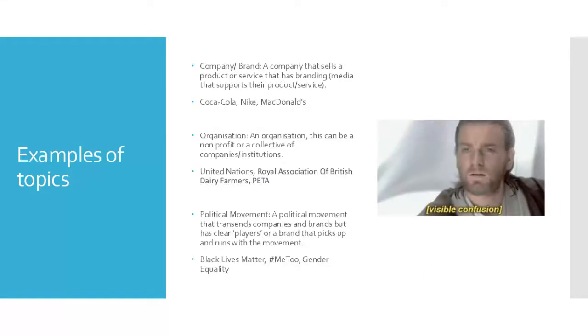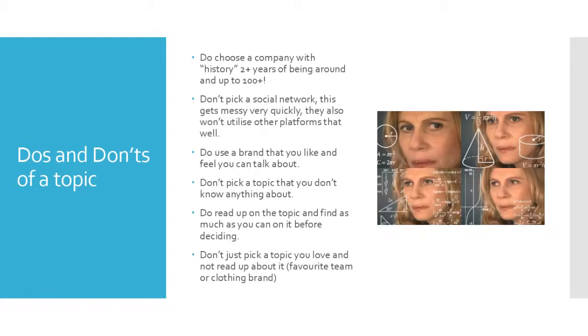So just some examples: a company or brand, so something that sells a product or service and has branding. Branding is media that supports their product or service, such as Coca-Cola, Nike, or McDonald's. Organization, this can be a non-profit or a collection of companies or institutions such as the United Nations, the Royal Association of British Dairy Farmers, PETA. A political or social movement that transcends companies and brands but has clear players, or brands that pick up and run with the movement, such as Black Lives Matter, #MeToo, gender equality, or LGBTQ issues.